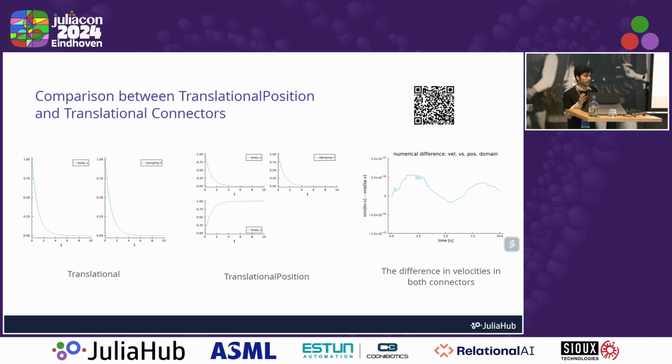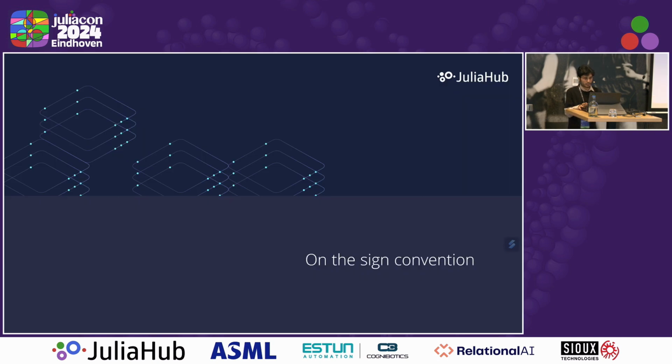So at the end of the day, based on what your model requires, if it already requires a position variable, you can just go with translational position, or you could stick with translational. One more difference is that with the translational connector, you would need to initialize fewer starting variables because there are fewer variables there.